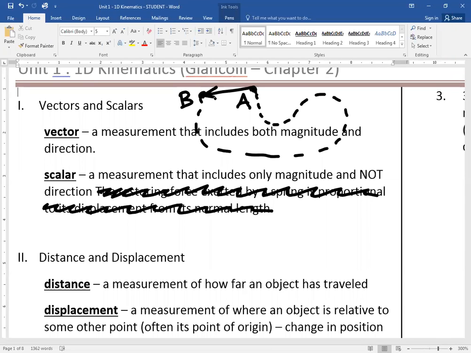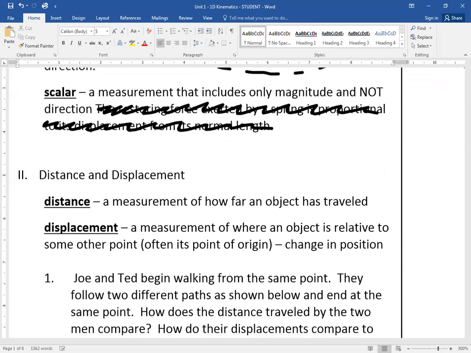And you'll notice there is only one displacement from A to B. There's no other displacement possible from A to B because by definition it represents the shortest possible length between the two points, right? The straight line between the two points from one to the other.